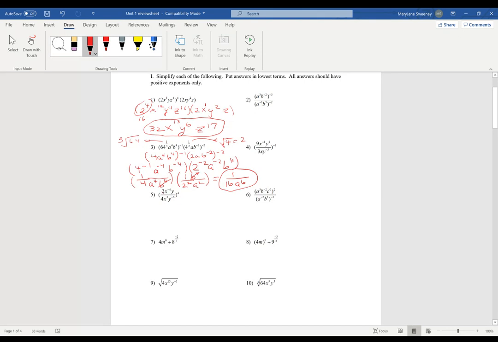Next one, I would probably reduce 2/4 to 1/2. And then 1 squared is 1. x to the -8, y to the 2nd. We multiply exponents. Then it's 2 squared, x to the 6th, y to the -12.